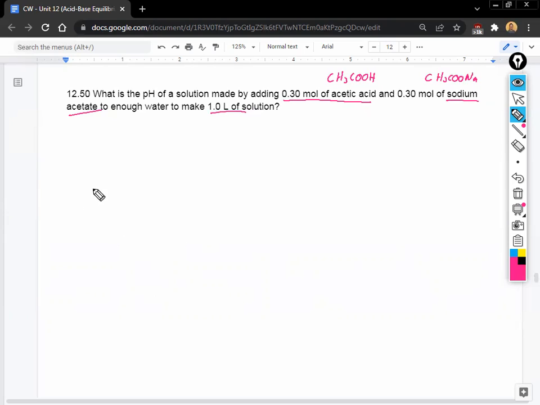Okay, there are a couple of things we need to establish first. CH3COOH is a weak acid. It does not dissociate completely. And CH3COONa is a strong electrolyte, which means it dissociates completely. So out of the two, sodium acetate gets priority. It breaks down completely, while acetic acid does not. What this means is that this salt is going to affect the dissociation of the acid.